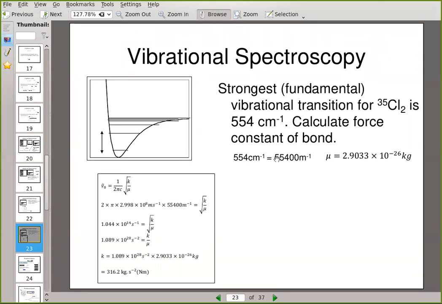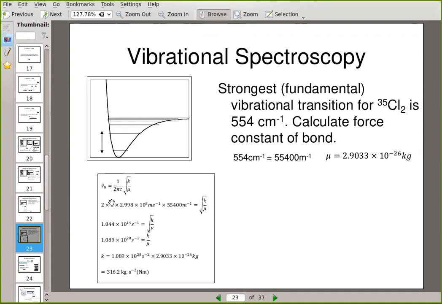Okay, so now we have everything we need to do this calculation. We have the reduced mass, we have the wave number, and don't lose sight of what we're trying to find. We're trying to find k, the force constant for the bond. Now it's just a matter of rearranging.